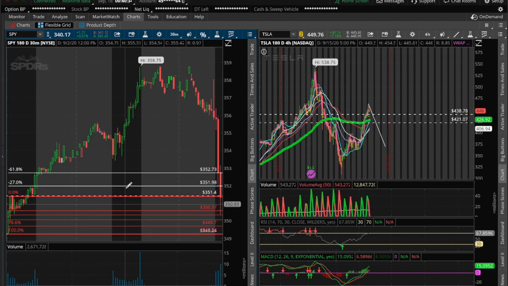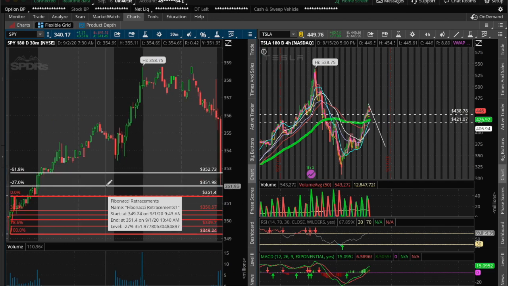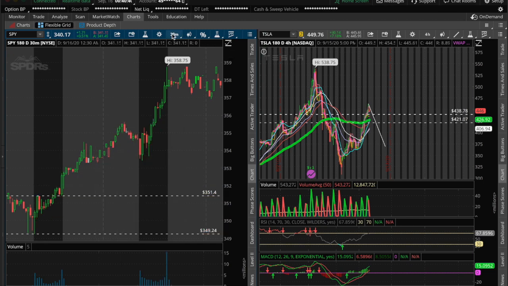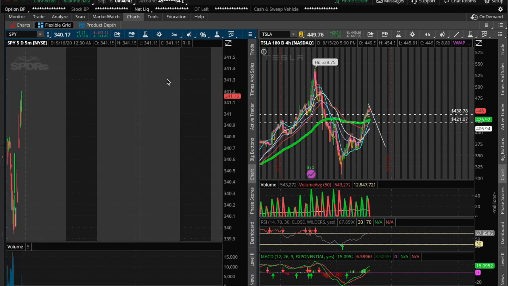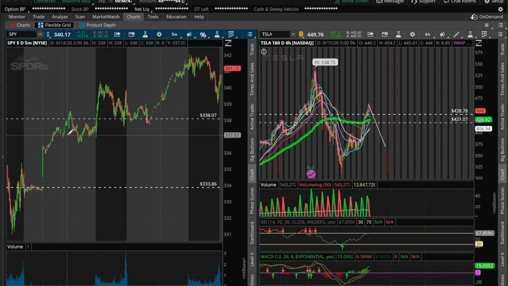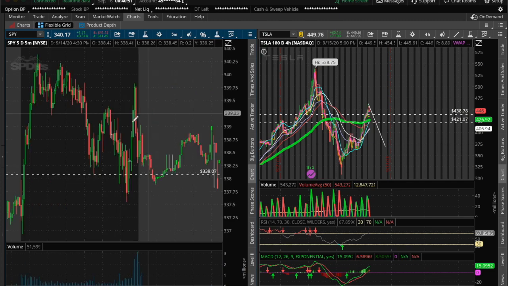Now, I'm not saying it will always do that, but that was a great example. I'll show you on an even smaller time frame to show you that this works on any time frame. Like it's not specific. All right, so let's say this one.